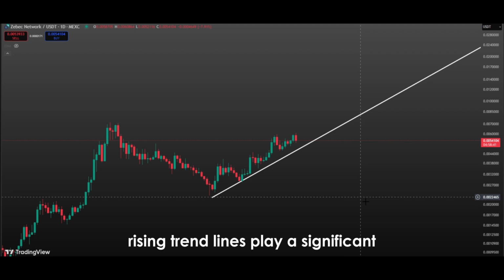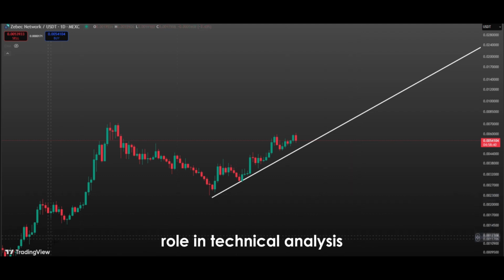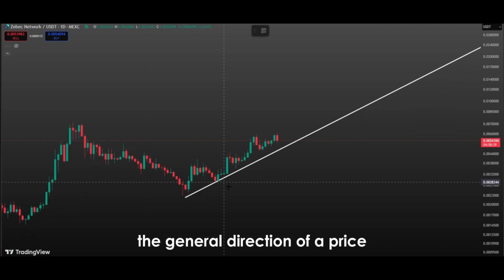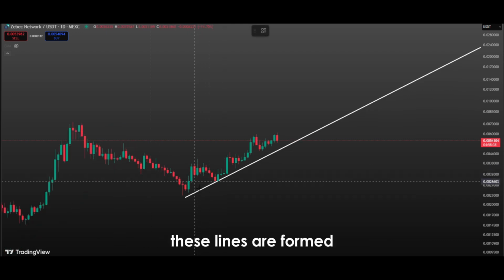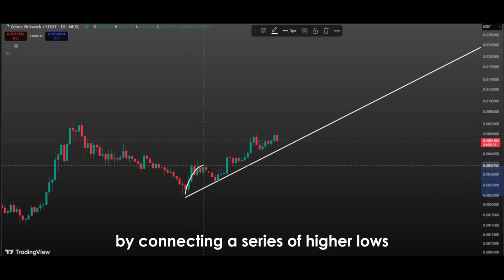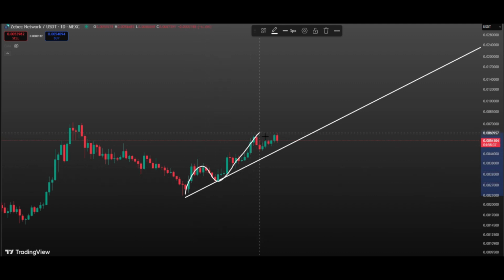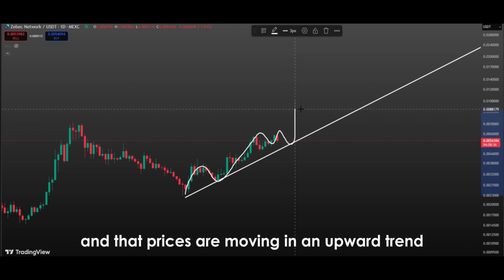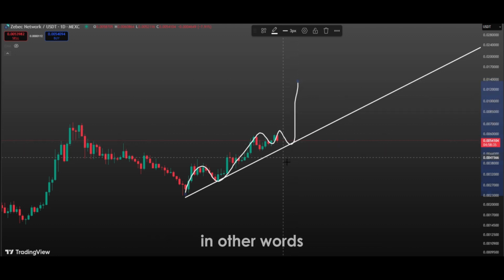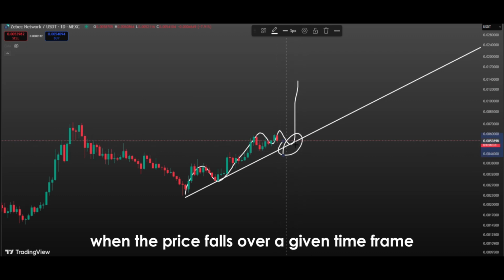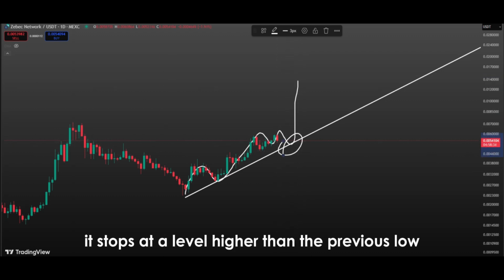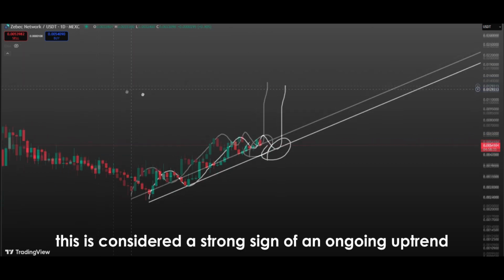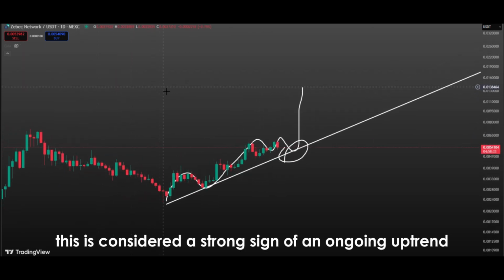Rising trend lines play a significant role in technical analysis as they provide investors with a clear reference point regarding the general direction of a price. These lines are formed by connecting a series of higher lows over a certain time period. This structure indicates that the market is buyer-dominated and that prices are moving in an upward trend. In other words, when the price falls over a given time frame, it stops at a level higher than the previous low and begins to rise again. This is considered a strong sign of an ongoing uptrend.